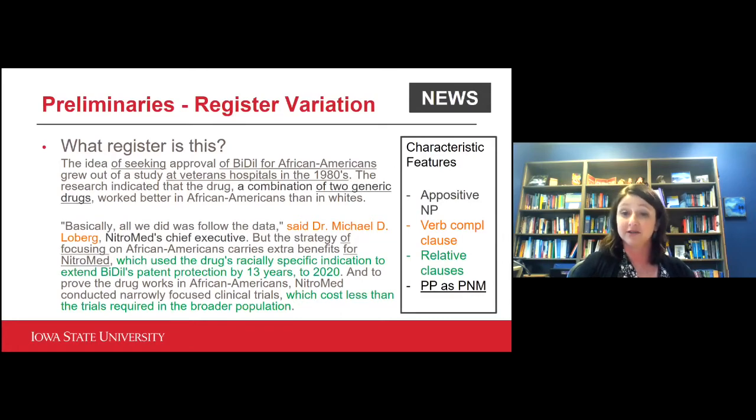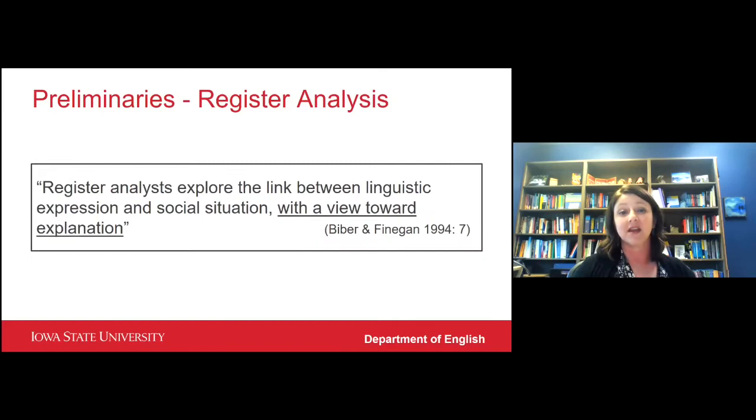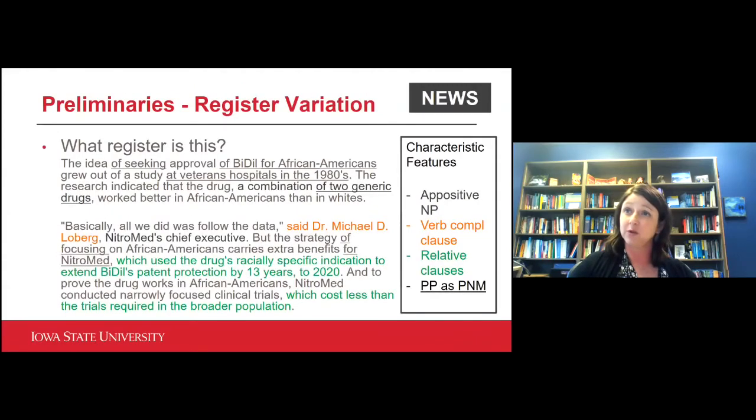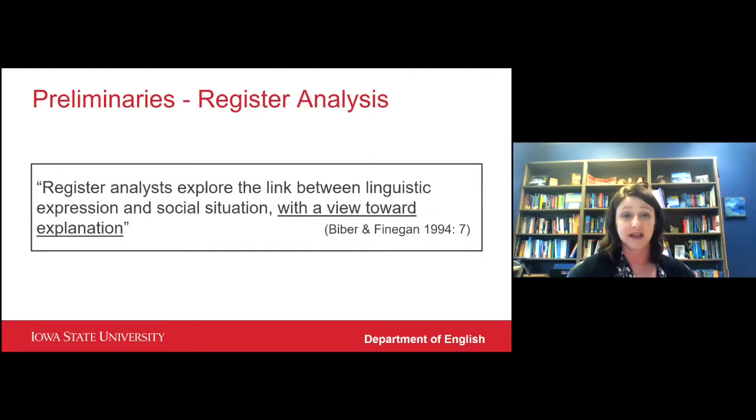And the goal of register analysis then is to explore that link between the linguistic expressions, the linguistic features that we see within a text, and the social situation, or what we might consider the register, with a view toward explanation. So our goal is to not only document whether these features are particularly characteristic of news, but also to explain why they happen in this register. Okay? And so we have that goal of explaining.